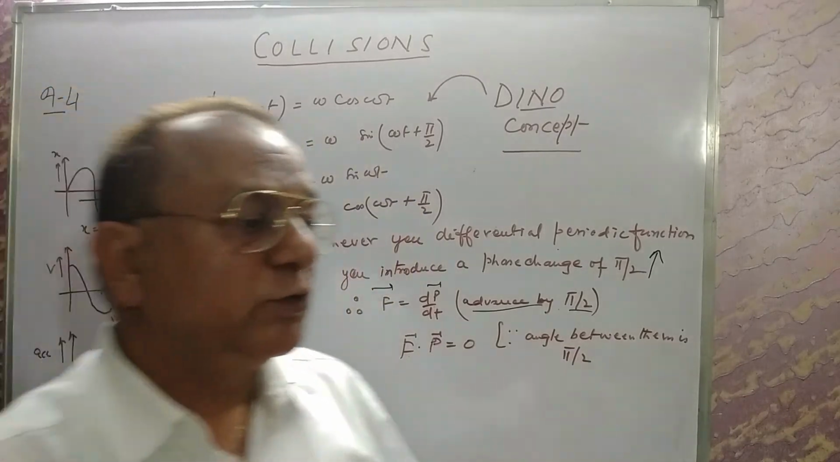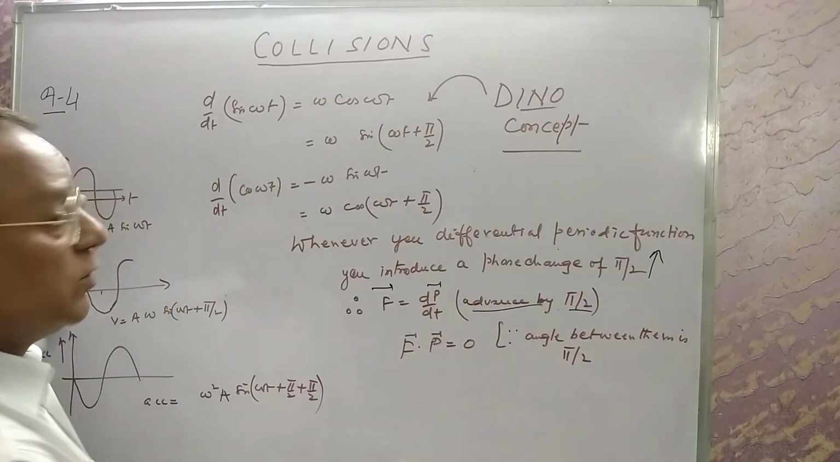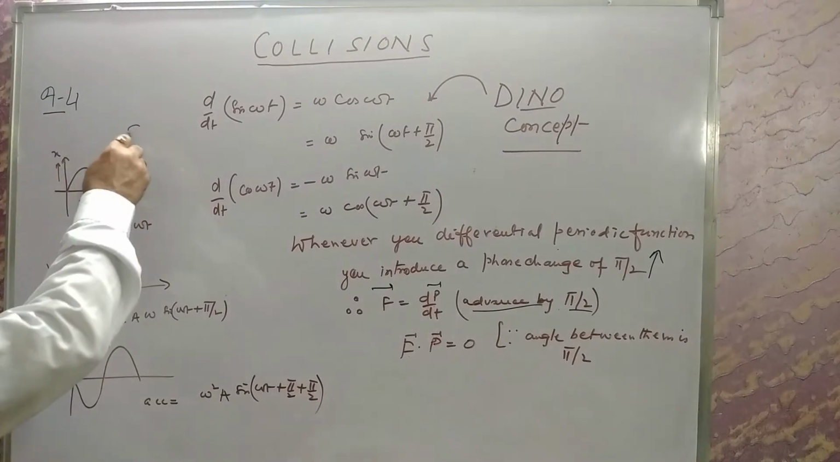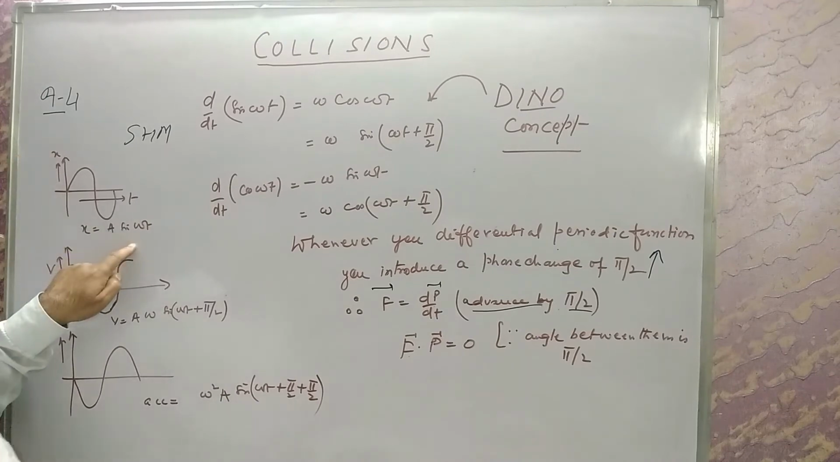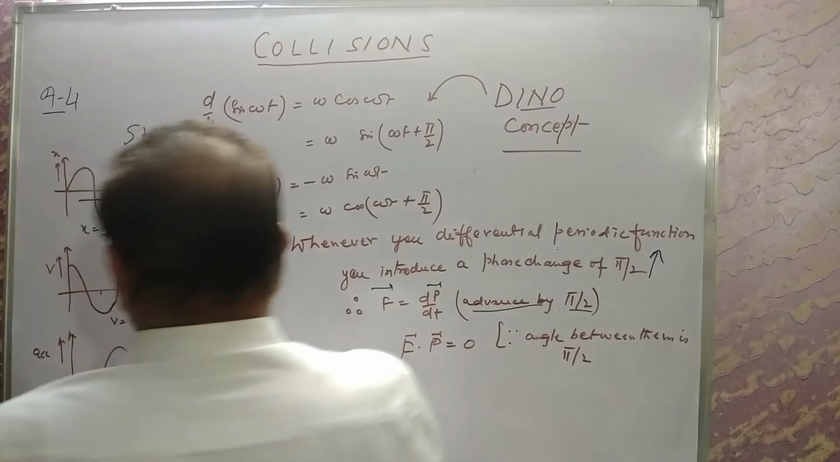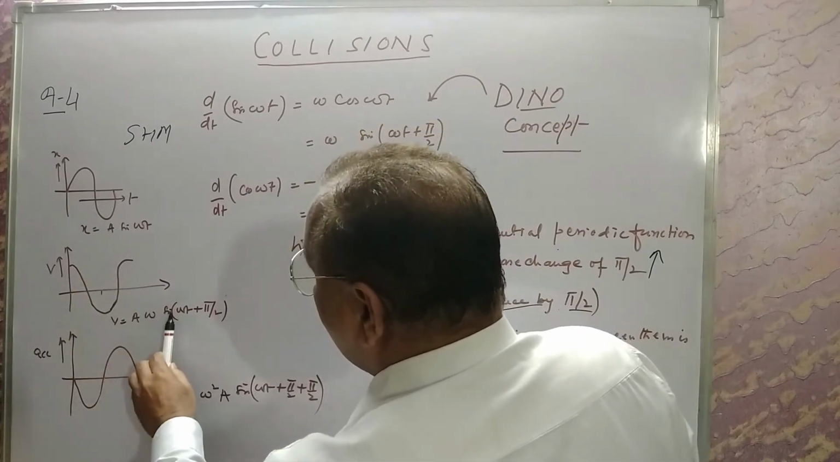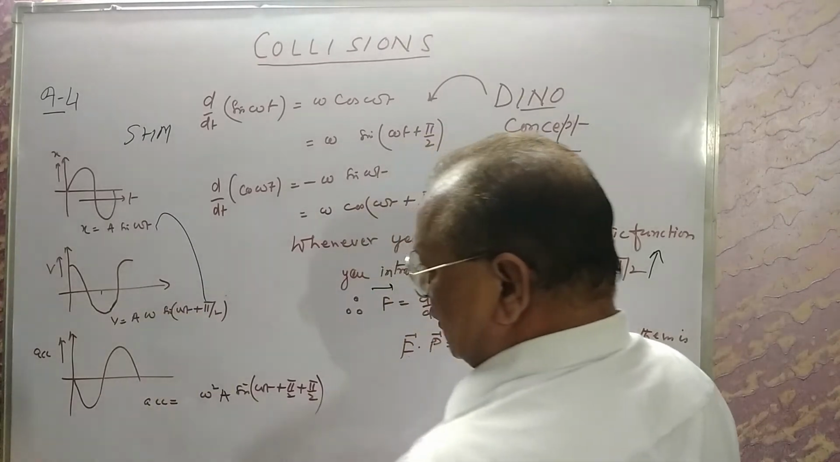Those of you who are in 12th class or preparing for exams must have gone through the case of SHM. In SHM, x is equal to a sin omega t. How do you get velocity? Differentiate this, you get a omega cos omega t. Advance the phase by pi by 2.